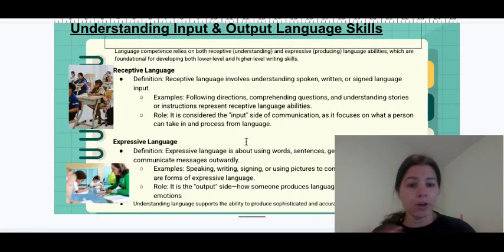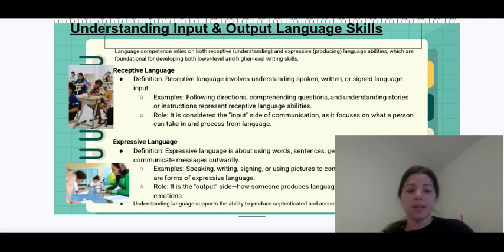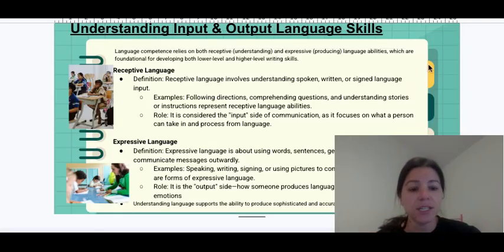Let's talk about our input and our output skills. When we think of receptive and expressive language, it's important to understand that our language competence relies on these skills. These skills are really the foundation for developing our lower level and our higher level writing skills. Receptive language involves understanding the spoken, the written, or the sign language input, right? So an example would be following directions, comprehending questions, and understanding stories or instructions, right? That represents receptive language abilities.